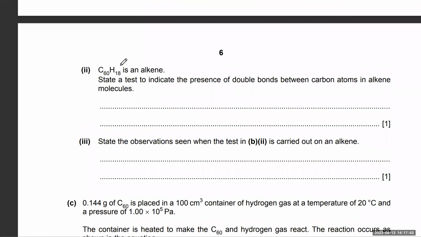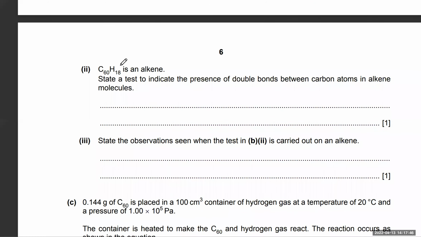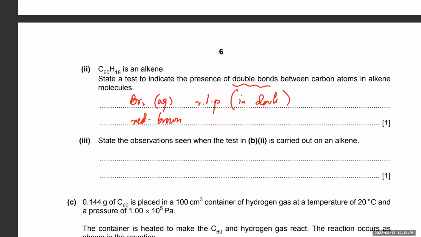Next one, this one is an alkene. State a test to indicate the presence of double bonds. How do you figure out the double bonds? It's bromination. You add bromine water at room temperature and pressure in the dark. I mean, there should be no sunlight. And what will happen is that the red-brown bromine, or orange bromine, is going to get decolorized. It reacts with the double bond, so it's decolorized. State the observation. We basically had to write that here, okay? So state the observation.